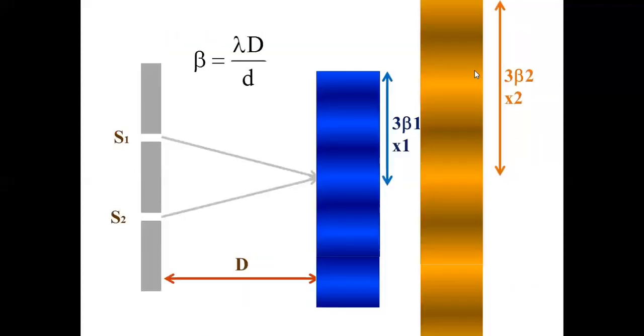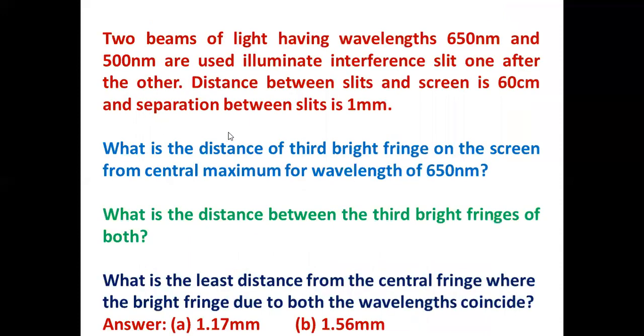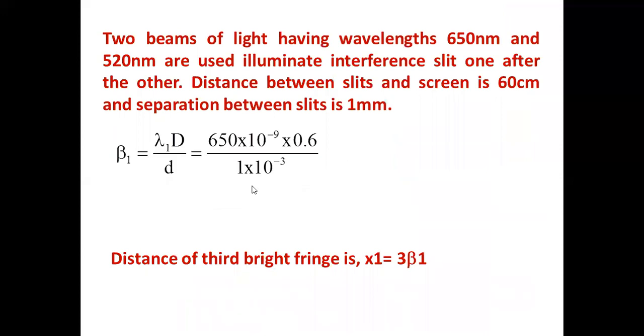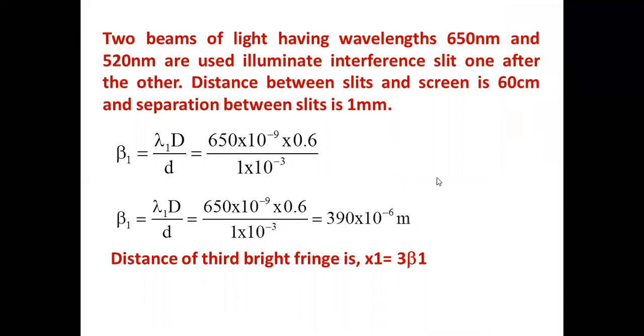Now we will find out what is lambda 1 for the first color, because they have asked what is the distance of the third bright fringe on the screen from the central maximum of 650 nanometer. Okay, beta is equal to lambda D by d. Beta 1 is lambda 1 D by d. Lambda 1 is 650 nanometer into 0.6 meters, capital D. Small d is 1 millimeter. So what is the answer for this one? This is equal to 390 micrometers, because this is 0.6 into 650, that's all.